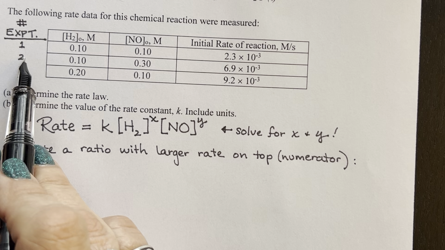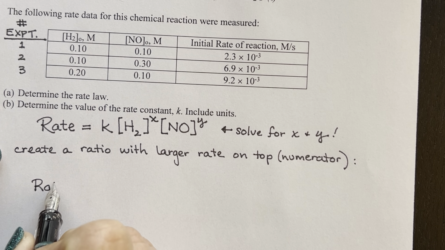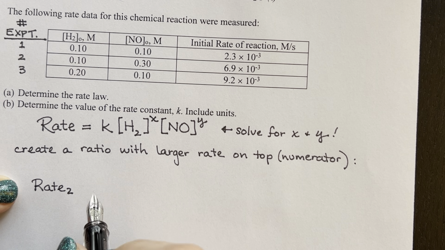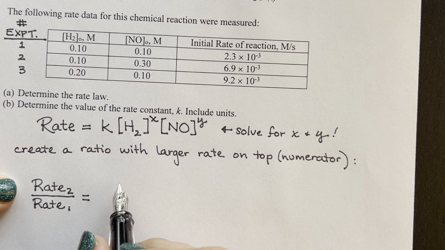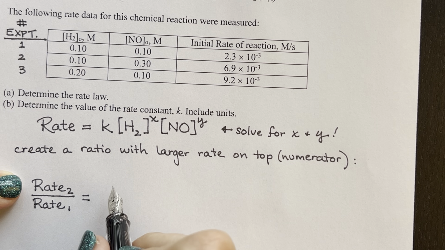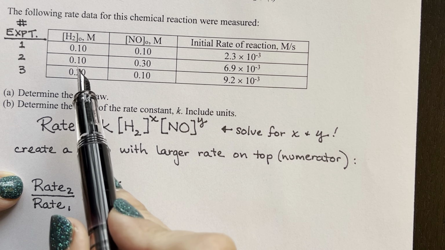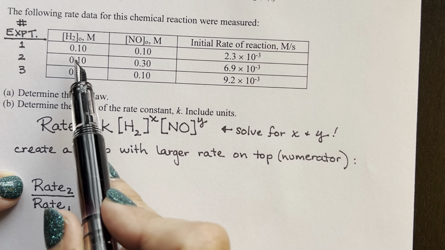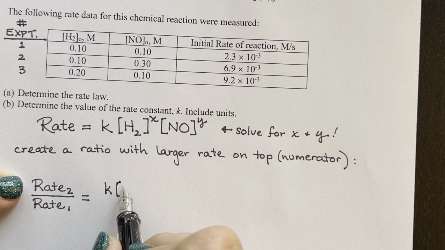And that means that we want experiment number 2 on top. So rate 2 will be on top, and that will be divided by rate 1, making a ratio of these two rate laws. So now we have the concentration of H2 for experiment 2, which is 0.10. I made a bracket there. I don't need to.